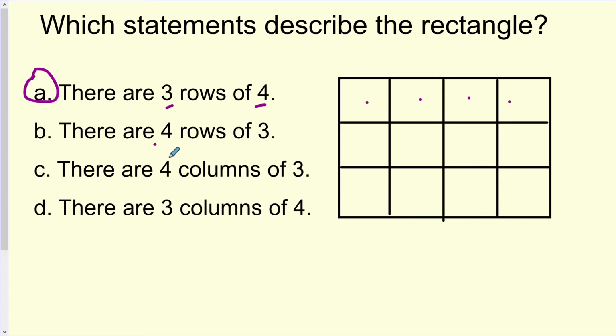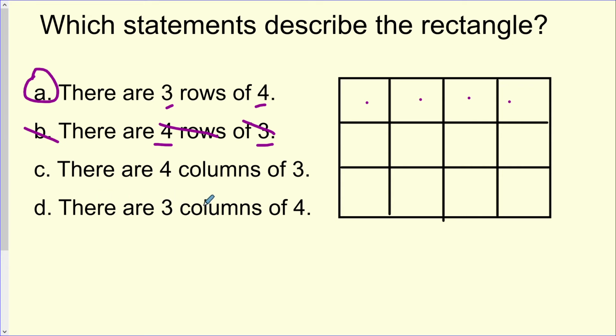There are 4 rows of 3. So what this is saying is there's 4 rows in that rectangle with 3 squares in each row. Is that true? Well, how many rows did I have? 1, 2, 3. Nope. Not 4 rows. Are there 3 in each row? Nope, not 3 in each row. So B is not correct.